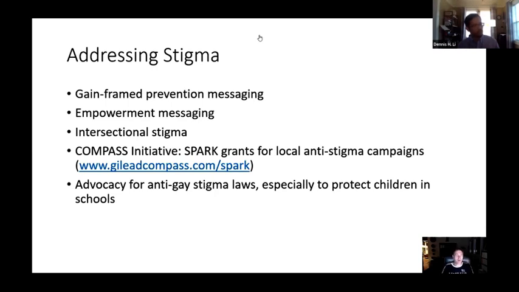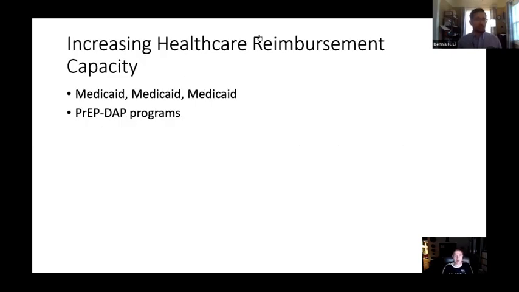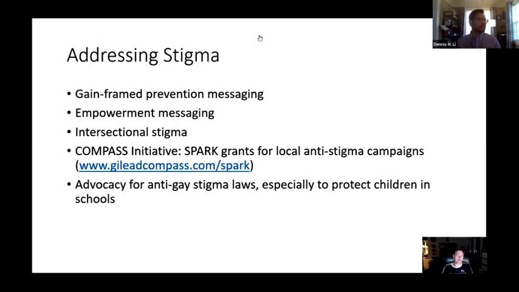I want to point out the Gilead Compass Initiative has a series of grants called SPARK grants through the Southern AIDS Coalition that are small grants to develop local anti-stigma campaigns. This might be a billboard or a social media campaign that can be developed and deployed, and you can find more information about those grants at gileadcompass.com/spark. And finally, advocacy for anti-gay stigma laws, especially to protect children in schools.